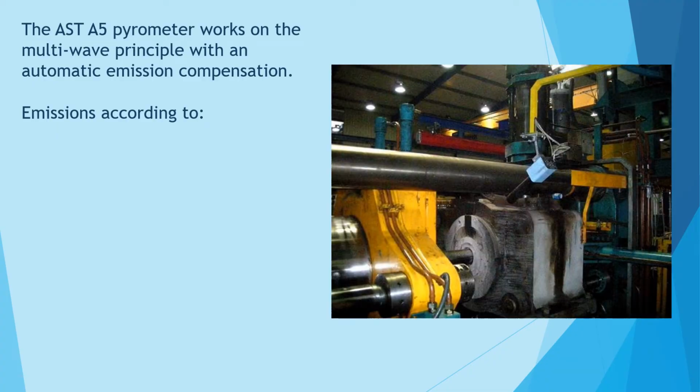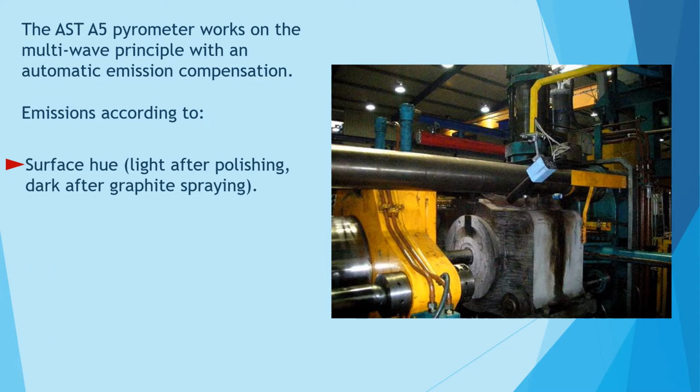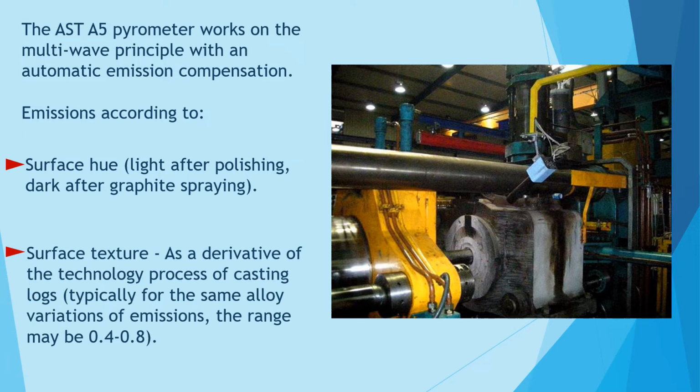The AST A5 pyrometer works on the multi-wave principle with an automatic emission compensation. Emissivity varies according to surface hue: light after polishing, dark after graphite spraying. Surface texture, as a derivative of the technology process of casting logs, typically causes variations of emissivity for the same alloy. The range may be 0.4 to 0.8.